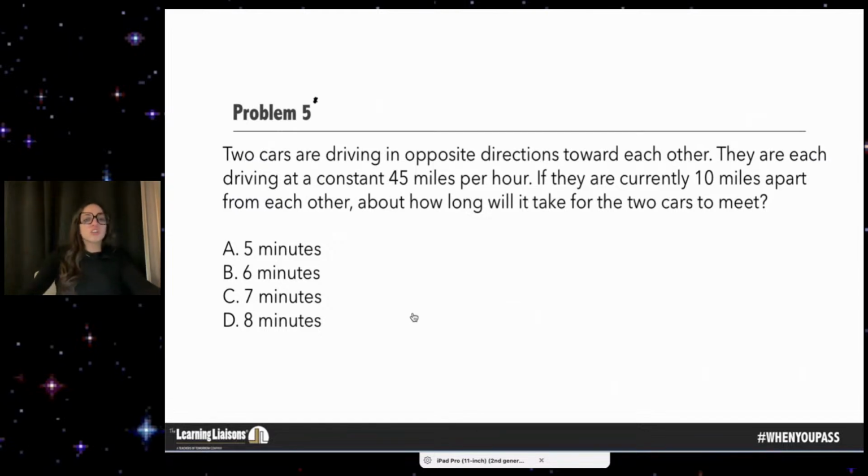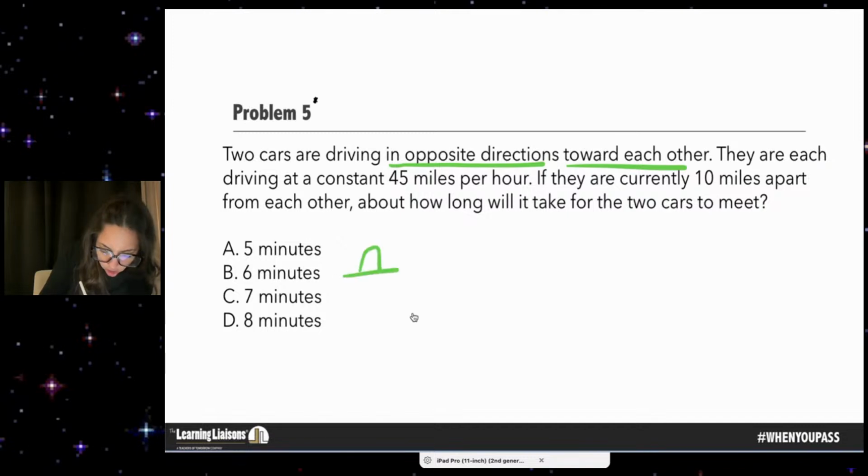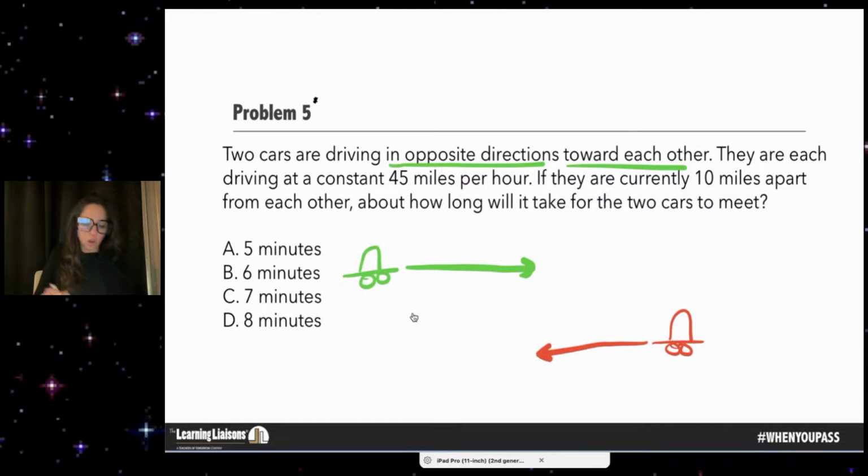So two cars are driving in opposite directions. I'm going to be real honest with you, I have a really hard time visualizing this kind of stuff, and so I have to just draw it out. So I'm going to draw two cars. Two cars are driving in opposite directions toward each other. So here's a car, and here's a car. And this car is going this way, and this car is going this way. They're going in opposite directions toward each other.